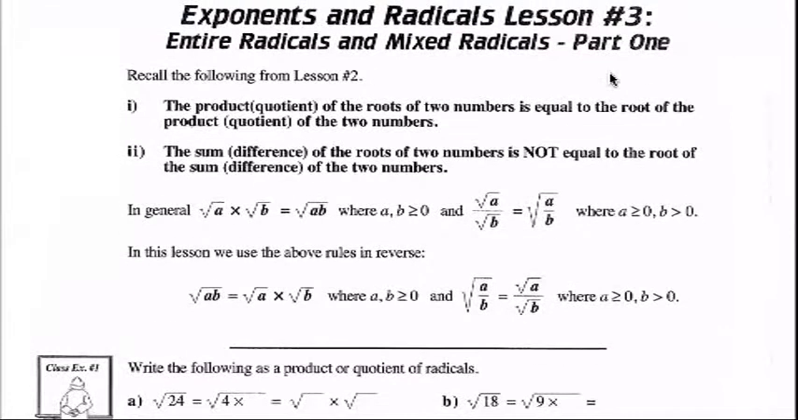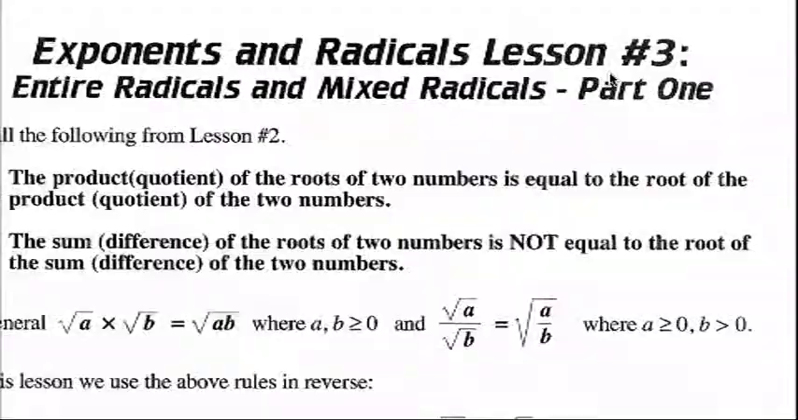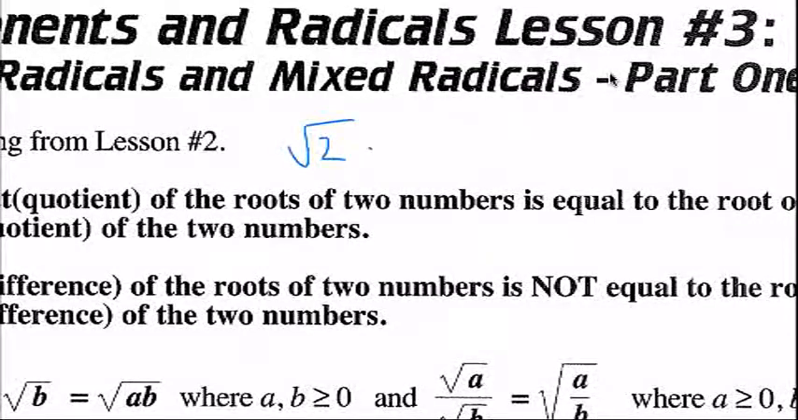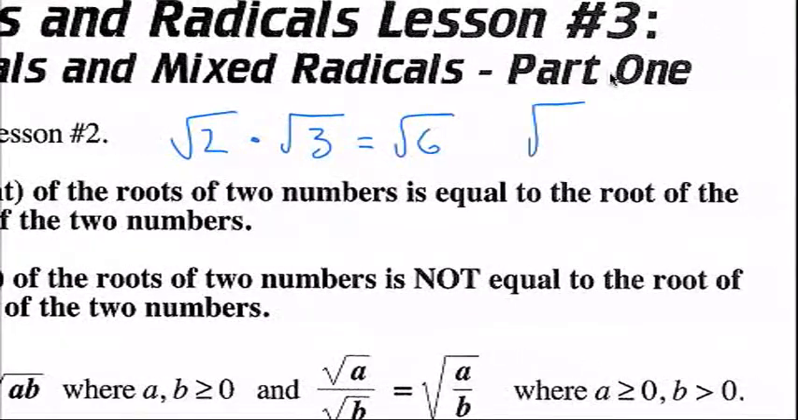So from last lesson, the product or quotient of the roots of two numbers is equal to the root of the product or quotient of the two numbers itself. So that was this rule. Square root of 2 times the square root of 3 is also equal to the square root of 6, or division as well. Square root of 2 over 3 is equal to the square root of 2 over the square root of 3. And you can work those backwards and forwards, one way and the other way.